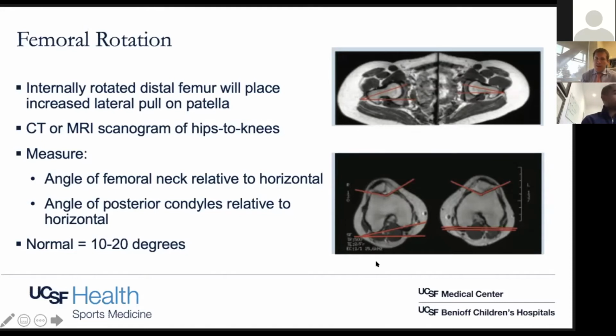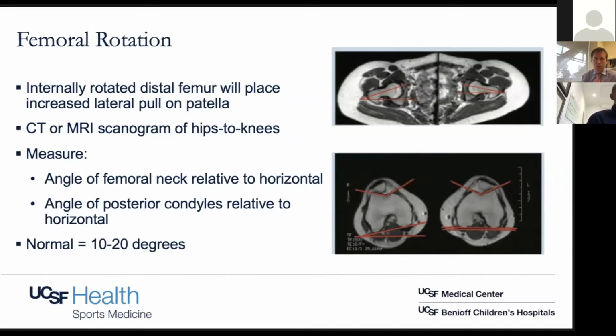And with that, you want to just have the hips and the knees. A lot of times they'll kind of skip in between, so you're limiting the radiation dose of getting a CT. But you have to be able to get the femoral necks and then the distal femur. And then you're measuring the angle of the femoral neck relative to the horizontal, and then the angle of the posterior condyles relative to the horizontal. And normal should be about 10 to 20 degrees. And then if you have a difference more than 10 to 20 degrees, it may be worth thinking about even an osteotomy to correct their anteversion.